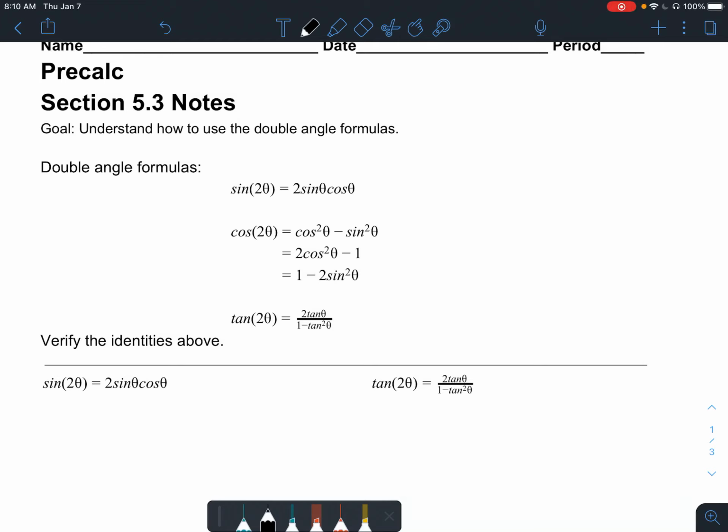Today we're talking about double angle formulas. So here are the double angle formulas written right here. And the first thing we're going to do is verify the identities. We're actually going to use the sum and difference formulas, really just the sum formulas, the ones that we learned in 5.4.